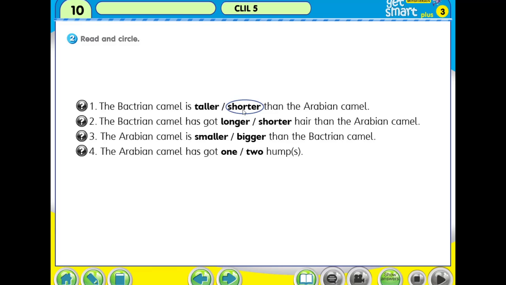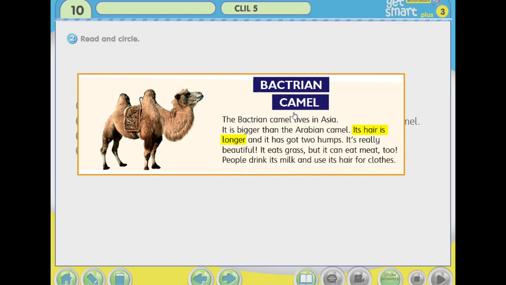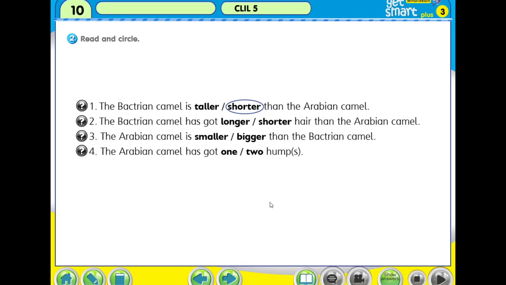You still remember what are humps? Alright, you try to find out the answer first. Okay, so please pause the video and write your answers now. I will show you the answers after the pause. Pause your video now. Okay, welcome back. You look at the answer. The Bactrian camel has got longer or shorter hair. We look at the hints. It says that the Bactrian camel, its hair is longer. Alright, so the answer should be longer.